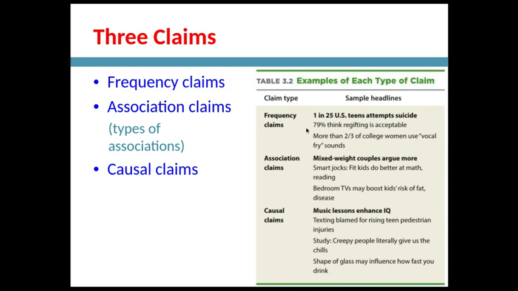in their lifetime. 79% of people think that regifting is acceptable. More than 2/3 of college women use this vocal fry sound that we kind of went over. So that is a frequency claim. If you ever hear surveys, polls, poll questions on Twitter or online or in a TV show, how many people think that contestant A is going to cheat on contestant B? And we get people that go online and they vote, and we see that 72% of people think that this person is going to cheat on this person. That is what we call a frequency claim.